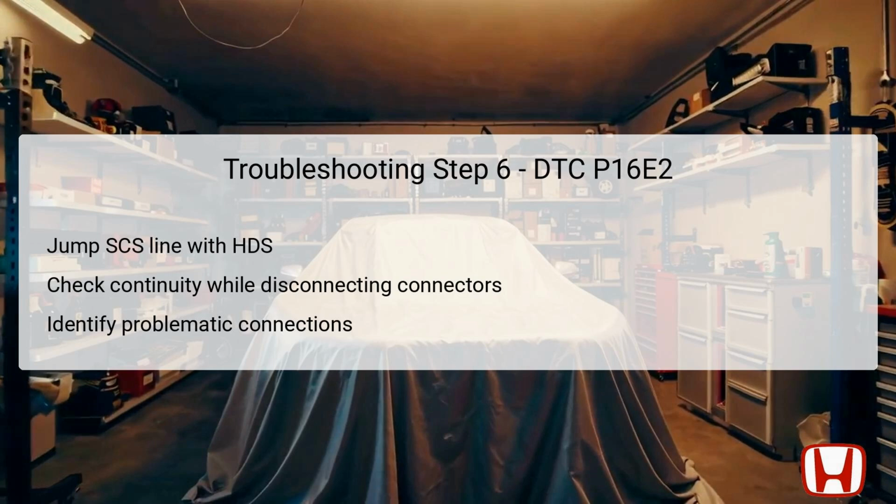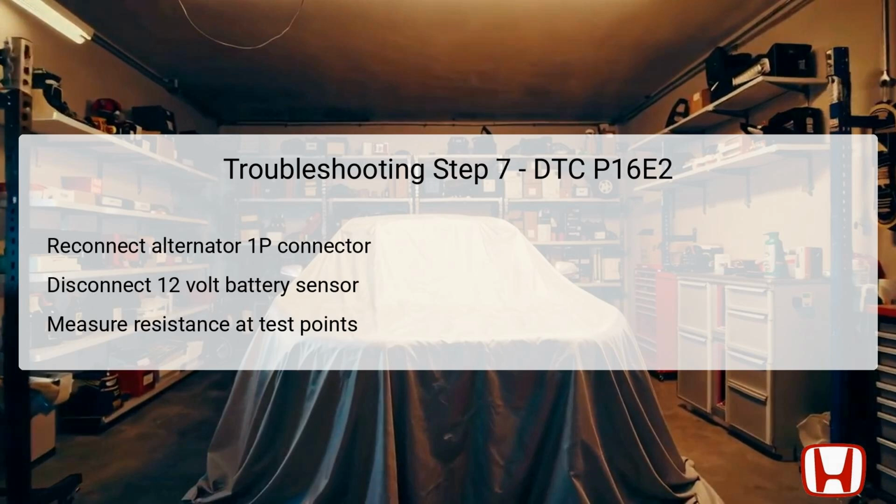communication circuit. If continuity is lost when disconnecting any specific connector, that indicates a problem with that particular section of the circuit and confirms that the LIN wire is functional. Reconnect the alternator 1P connector after the previous testing steps. Now, proceed to disconnect the 12-volt battery sensor 2P connector to perform another resistance check.